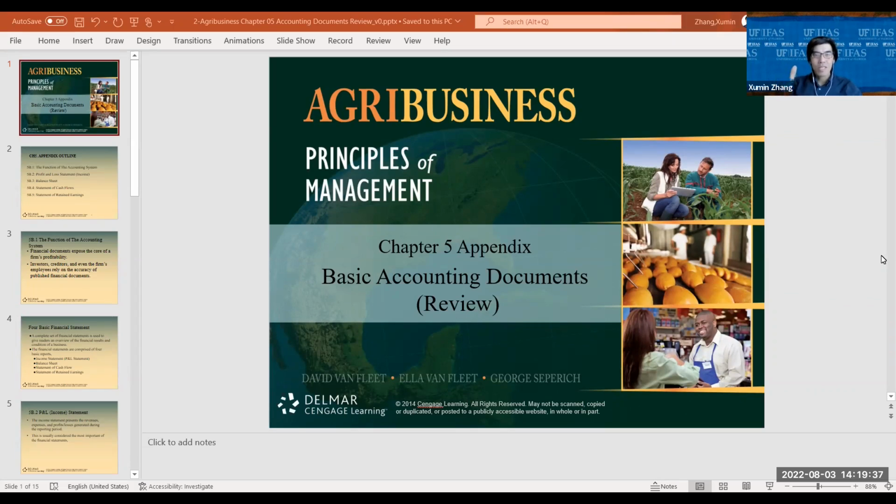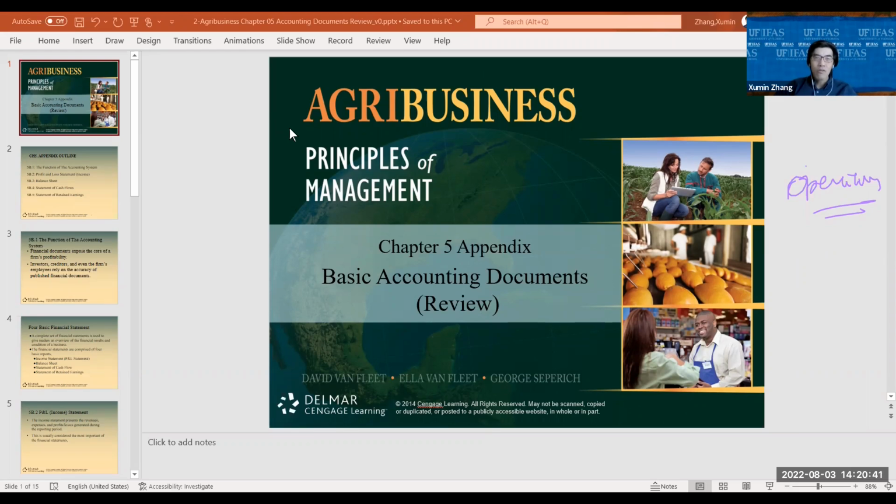I put this basic accounting document review at the early part of the semester. We needed those accounting documents or financial reports not only to prepare us for planning and then for controlling, but also for our landscape management simulation. Actually, I call this an operation management simulation. In the operation management simulation, we also need an understanding of those accounting documents.